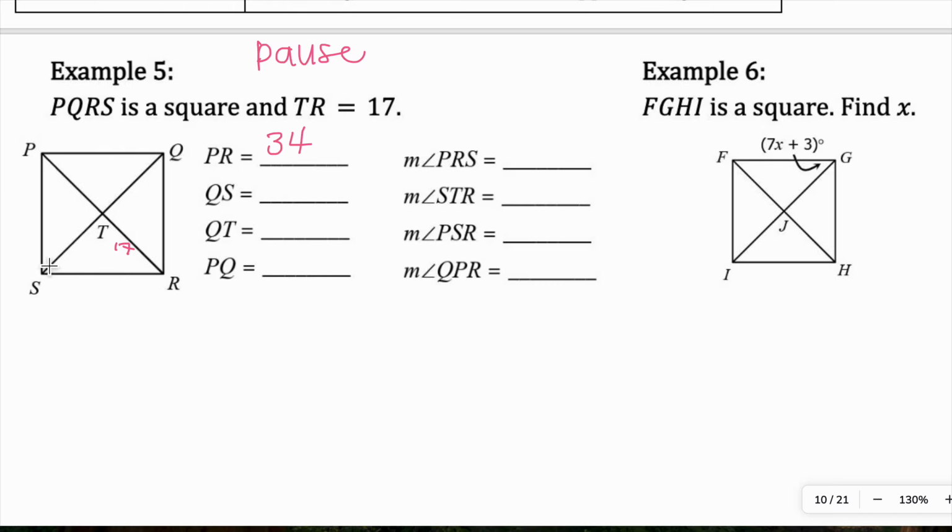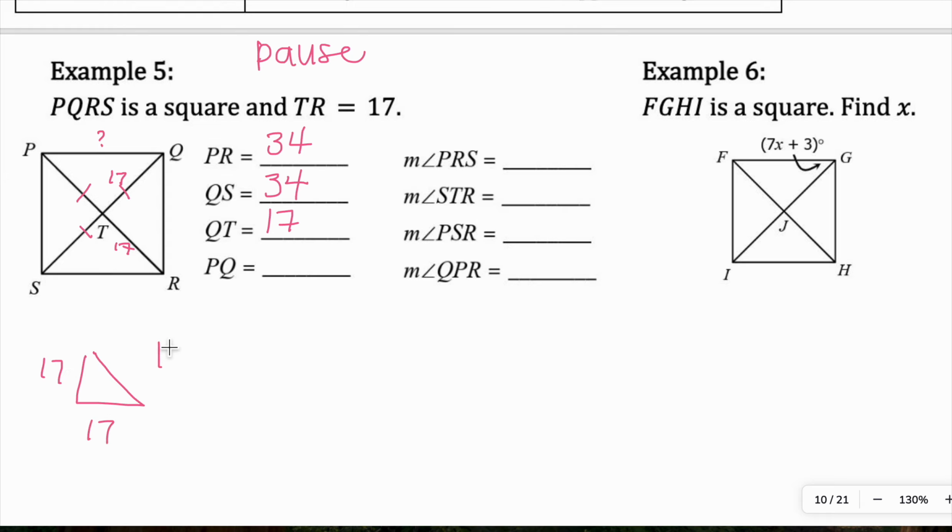QS is also a diagonal, and that's going to match PR, so that's also going to be 34. The one thing we don't know is QT, but I do know that these two sides are 17. So what I can think about is matching those, because diagonals are going to be equal to one another. So QT is 17. But then PQ is that missing piece, or that missing hypotenuse.